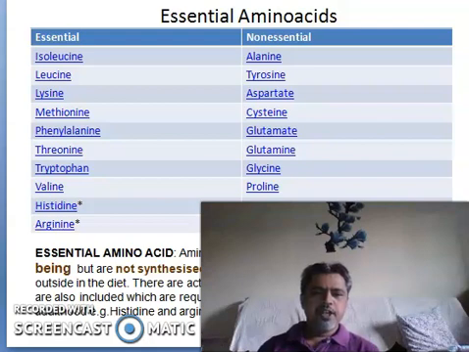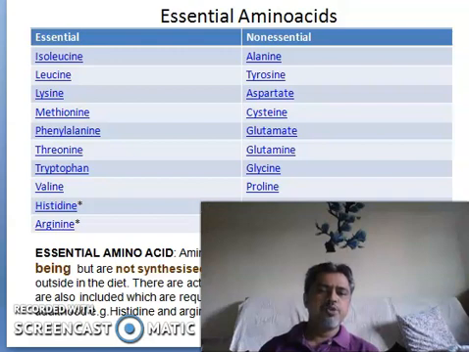Today we will start with the essential amino acids. What do we mean by essential? Essential means it cannot be synthesized in our body. That which cannot be synthesized in our body can be taken up from outside, through our diet. These are the essential amino acids.